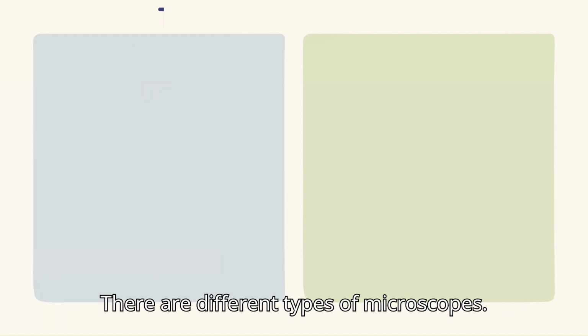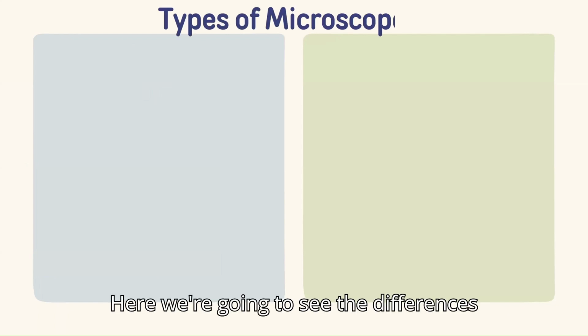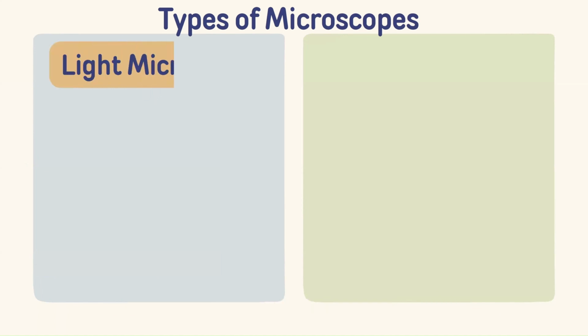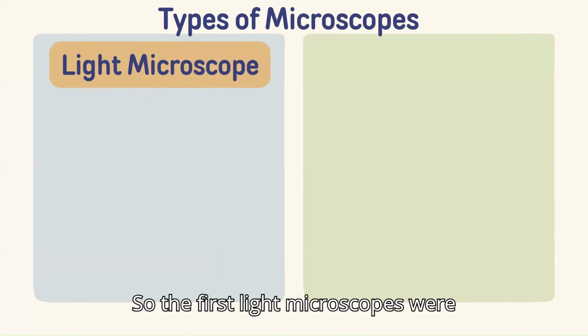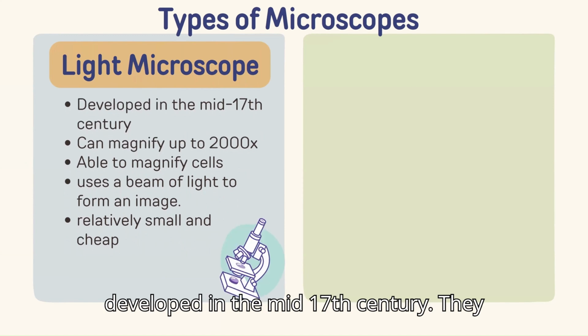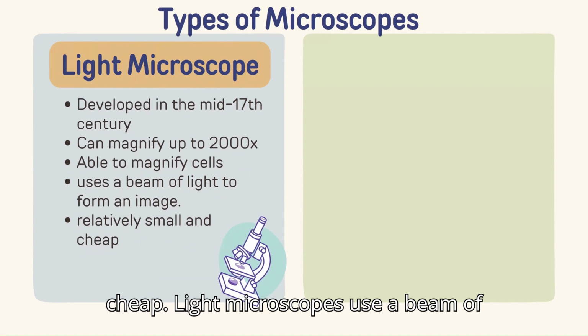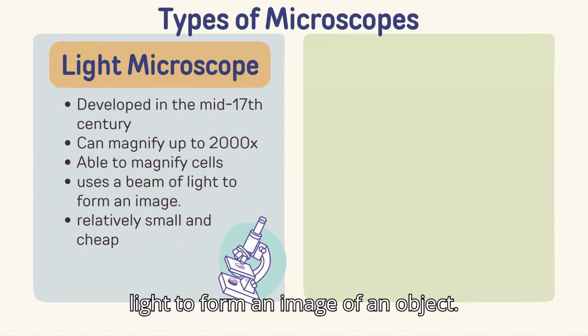There are different types of microscopes. Here we're going to see the differences between the light microscopes and the electron microscopes. So the first light microscopes were developed in the mid-17th century. They are small, easy to use, and relatively cheap. Light microscopes use a beam of light to form an image of an object.